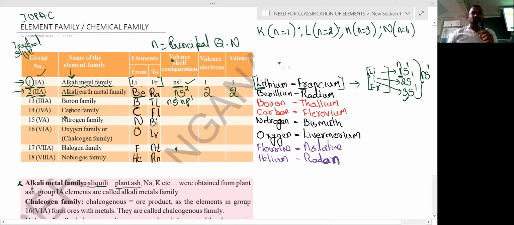Now let us go for the third group. The third group here, for example, is group 13.